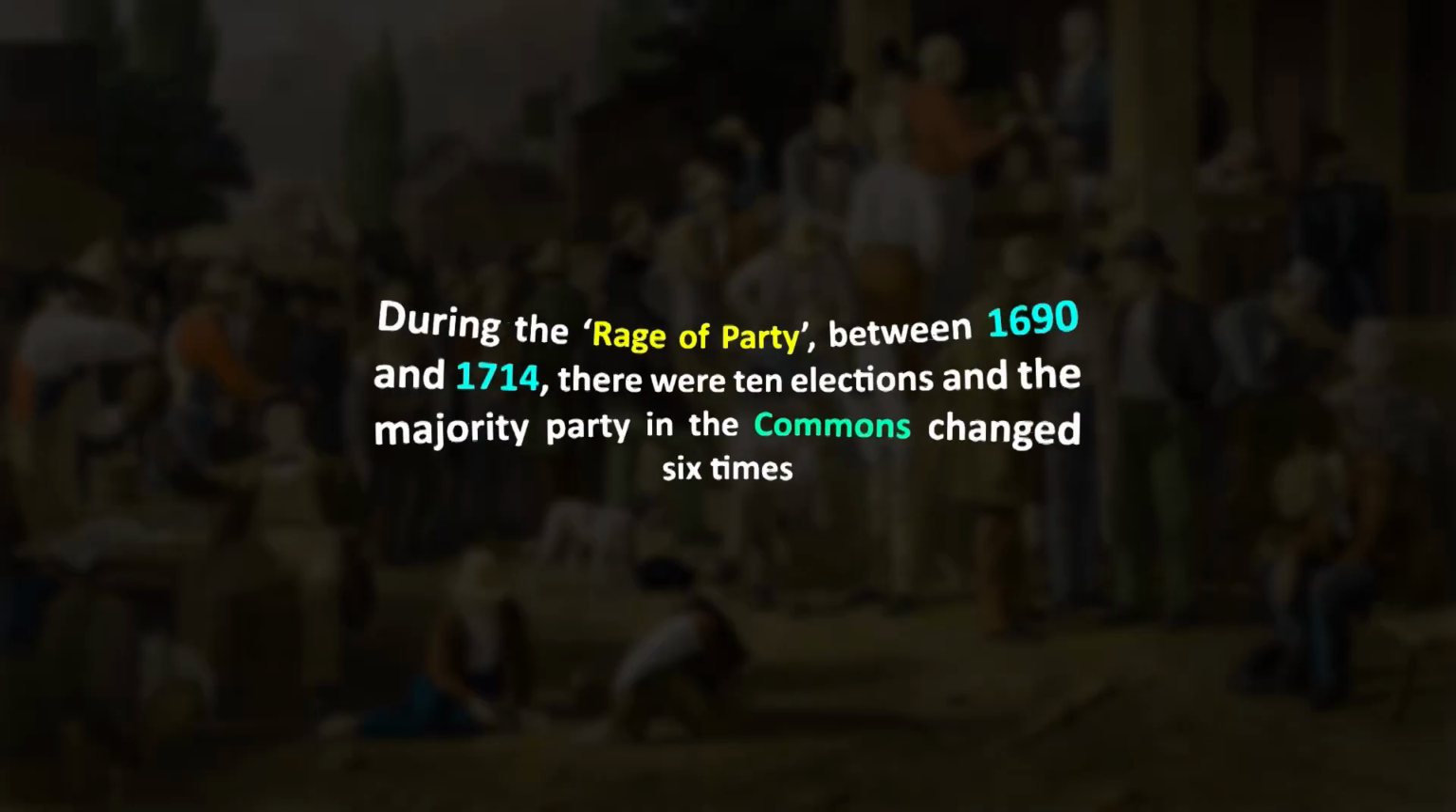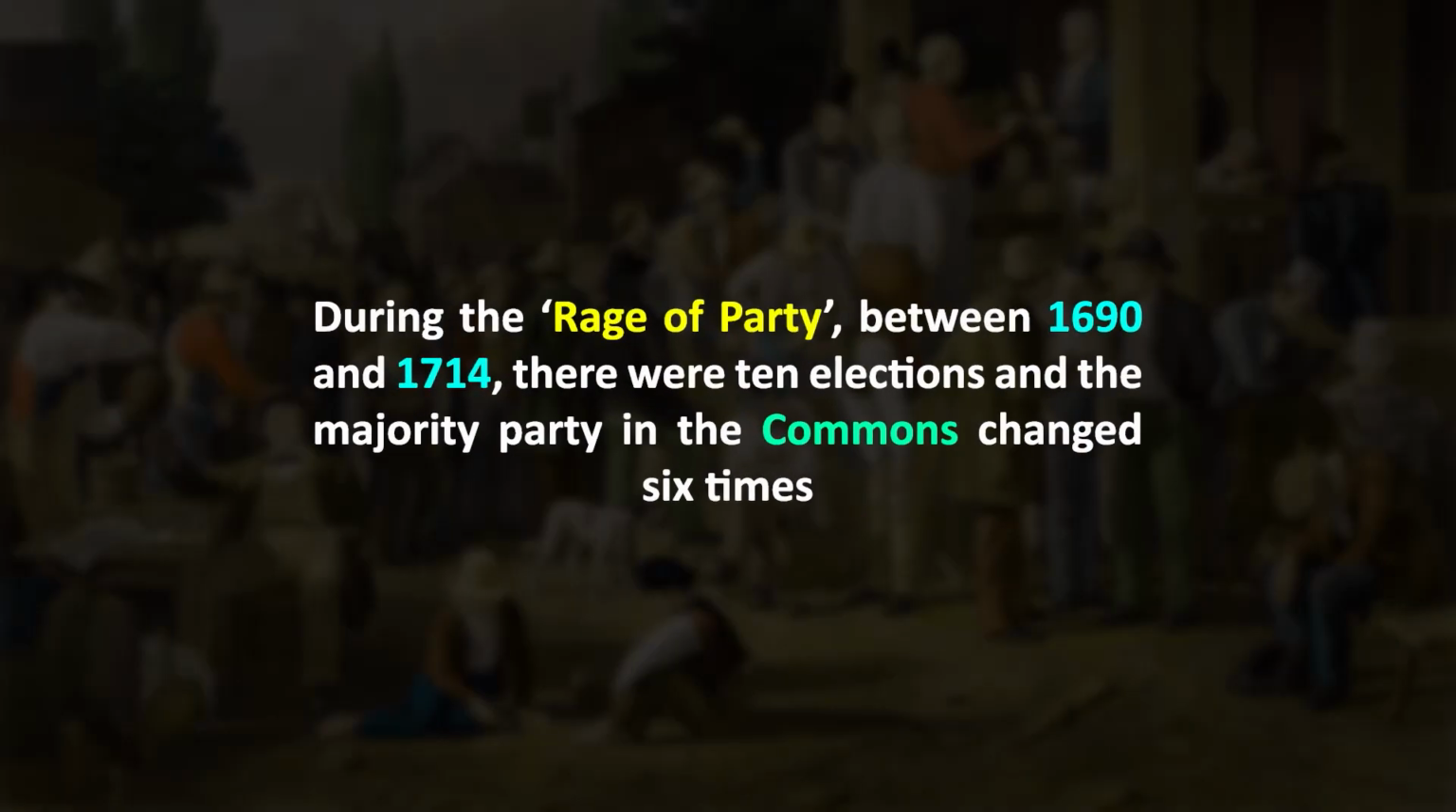After the Glorious Revolution, the Whigs and Tories were engaged in a frequent and close struggle for control over the House of Commons. During the Rage of Party, between 1690 and 1740, there were 10 elections and the majority party in the Commons changed 6 times.